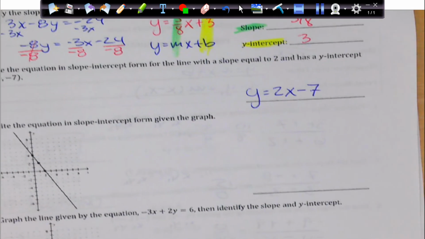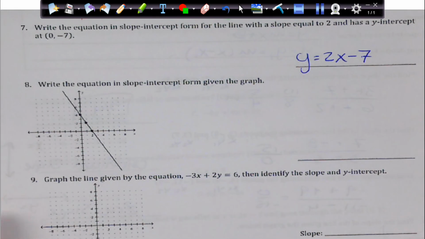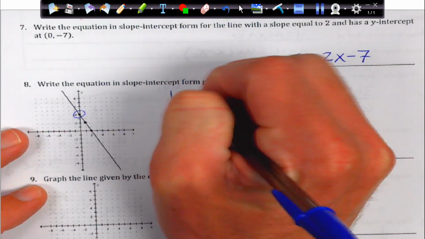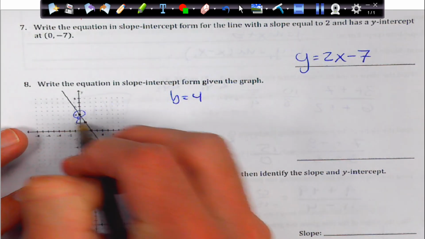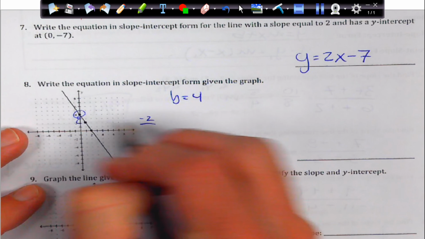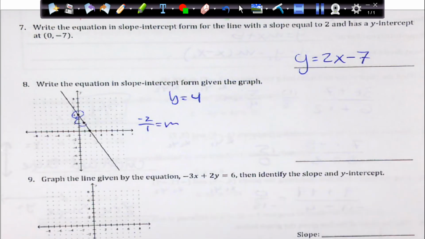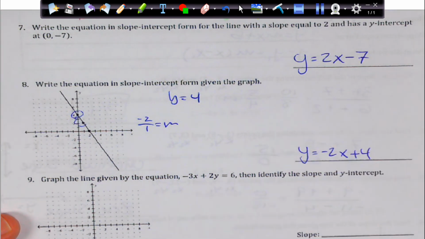And now we're good. Write the equation in slope-intercept form of the given graph. First thing is I see my y-intercept right there, so my b value is going to be 4. And I just have to count, so I'm going to go down 1, 2, so down 2, and then over 1. So my slope is negative 2 over 1. So we get y equals negative 2x plus 4.